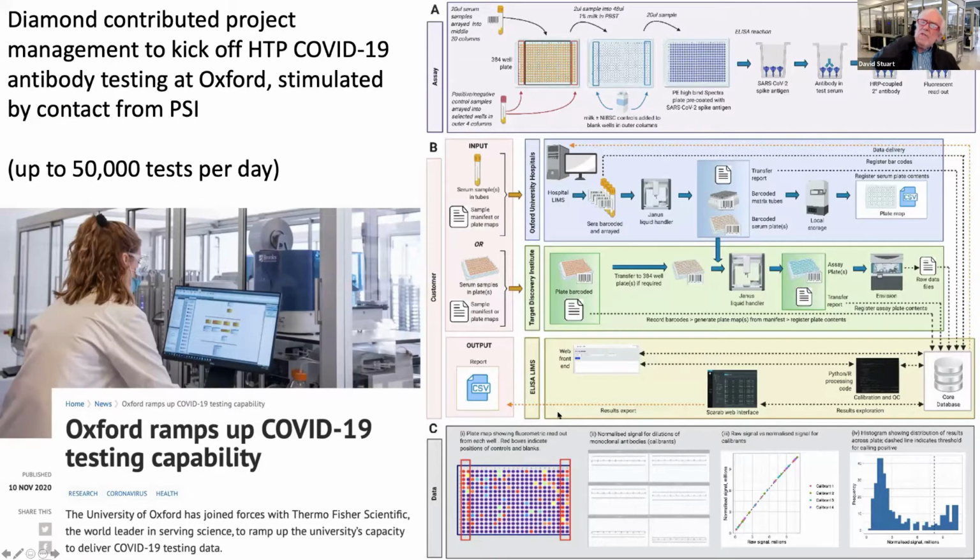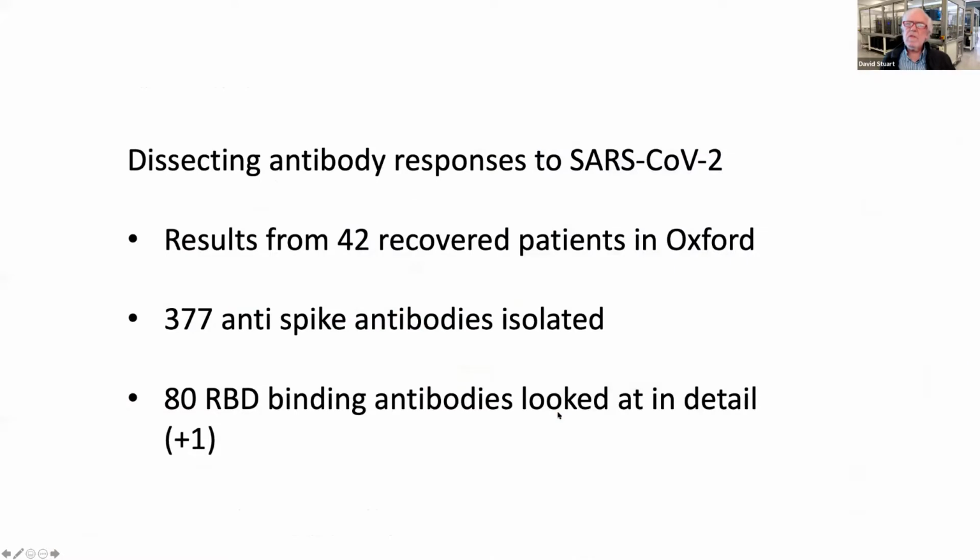But the expertise of infrastructures can help in other ways. One of the things that Oxford has done is to set up a very high throughput antibody screening facility, which can now do up to 50,000 tests a day. This was helped with contacts from the Karolinska Institute in Sweden, but Diamond also contributed project management expertise to help an academic group do something at a semi-industrial scale. So there are all sorts of ways that the infrastructures can have an impact.